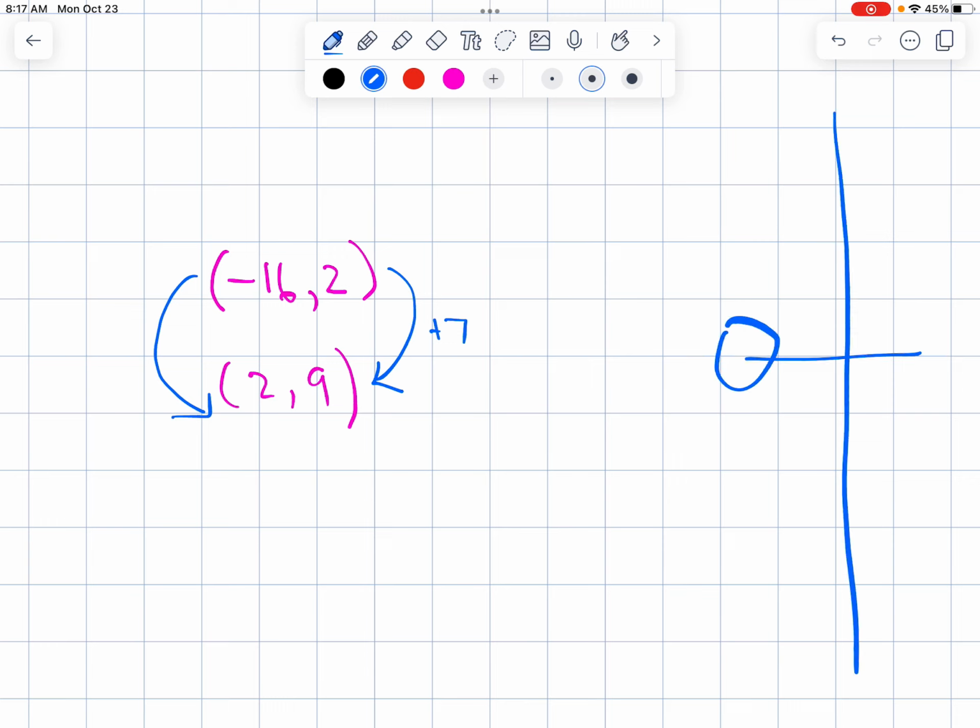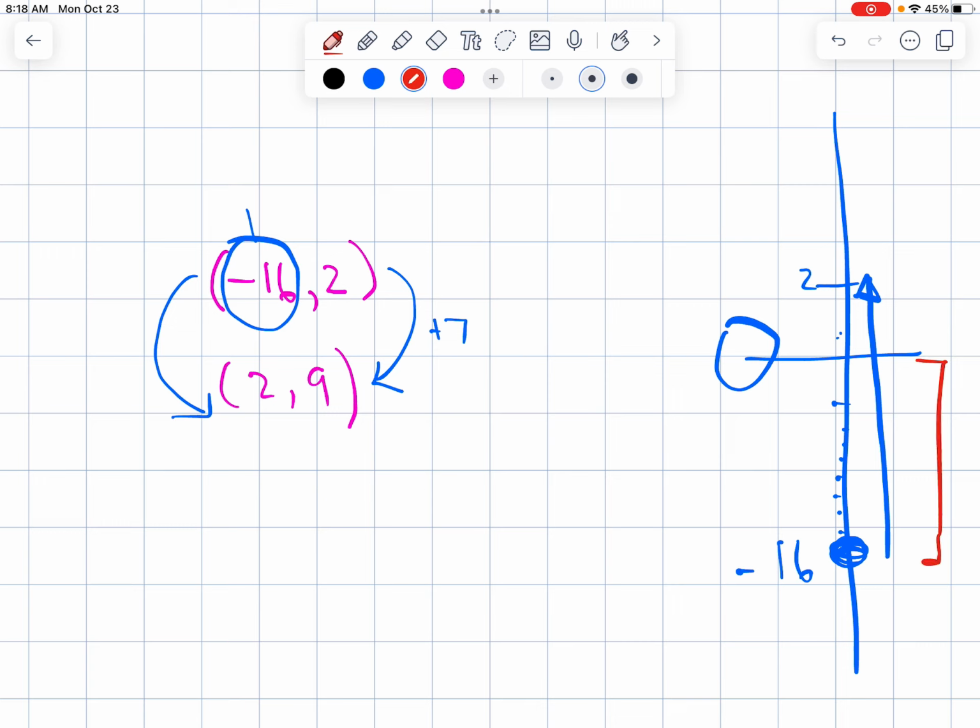This is 0, and then down here, somewhere down there is negative 16, and then somewhere up here is 2. So you start at negative 16, and I'm ending up at 2. So how much am I going up? Well, from negative 16 to 0, that's 16. From 0 to 2, that's 2. So all together, I'm increasing by 18.